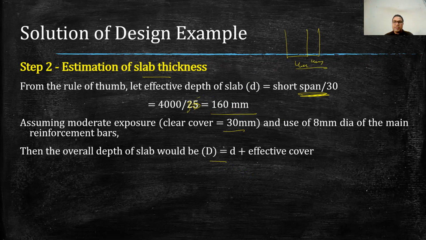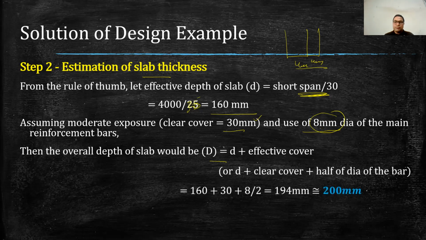Effective cover can be calculated by getting the value of clear cover and half of the dia. So in the second step, we have assumed that we will be using reinforcement dia as 8 mm dia. Okay, so putting the value: 160 plus 30 plus 8 by 2. So ultimately the total value of the slab thickness becomes 200 mm.